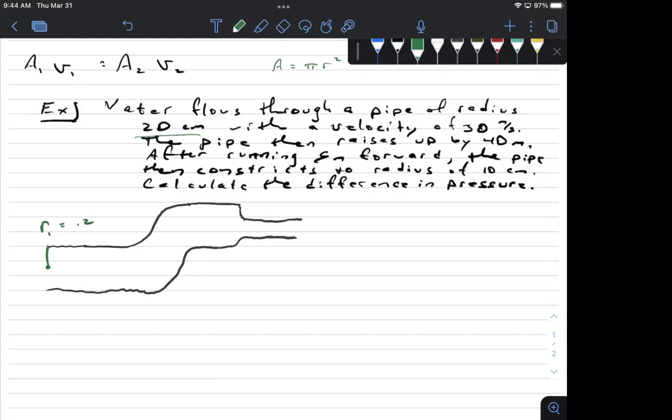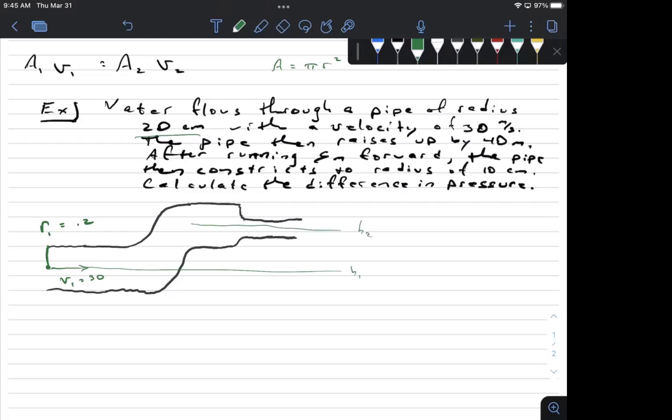And we also know the velocity of the fluid flowing through at the beginning, V1, is 30 meters per second. Okay. Then the pipe raises up. So it was at this location, H1. It now goes up to this new location, H2.